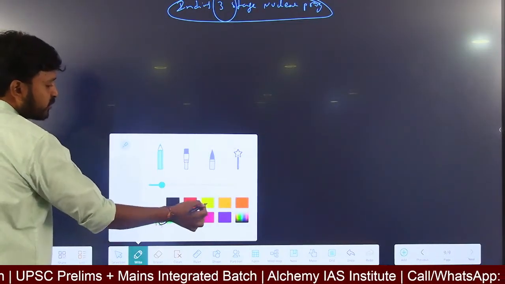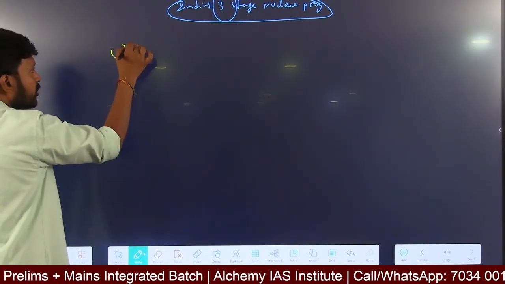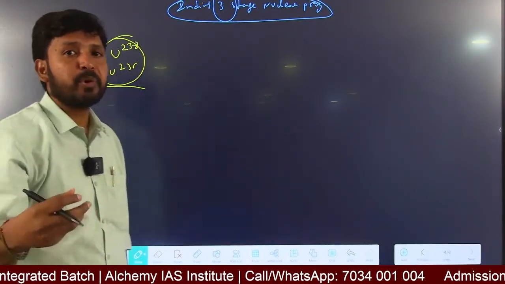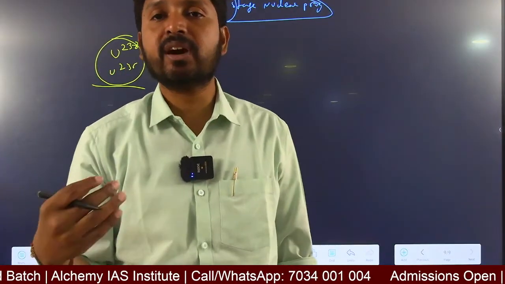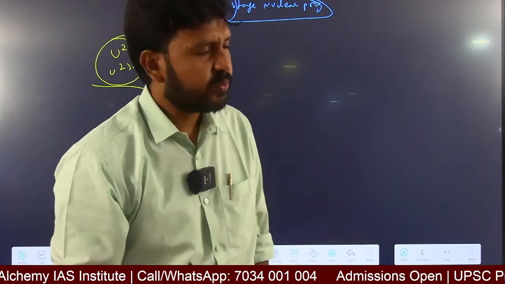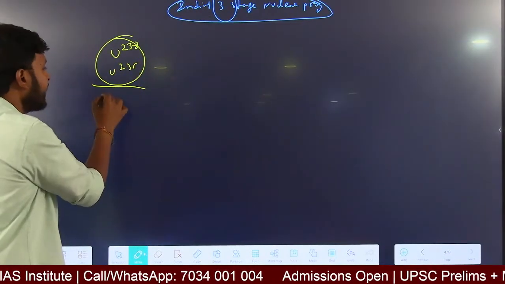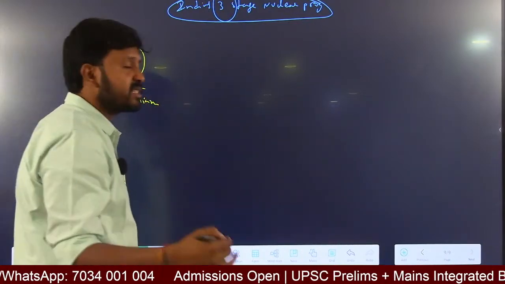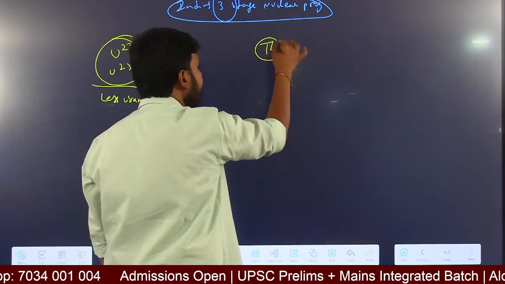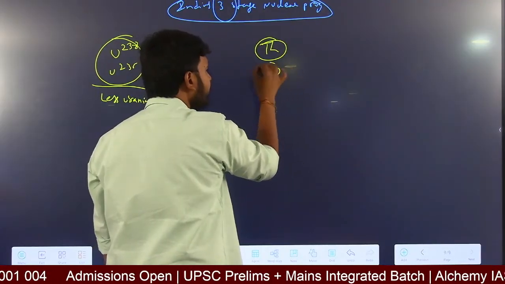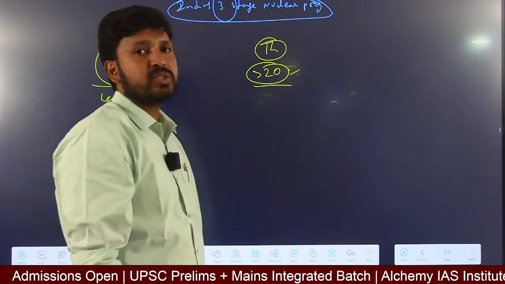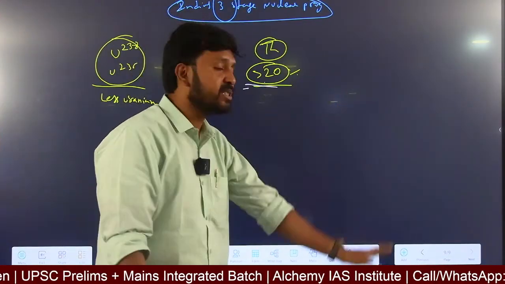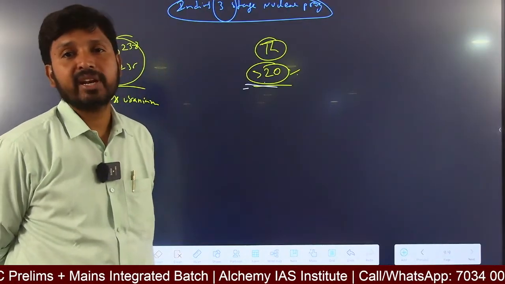in the majority of cases we are using uranium 238 and uranium 235. The proportion of uranium ore present in India is very, very small. But India has more than 20% of the world's thorium resource. Of all the thorium in the world, more than 20% is present in our country, India.